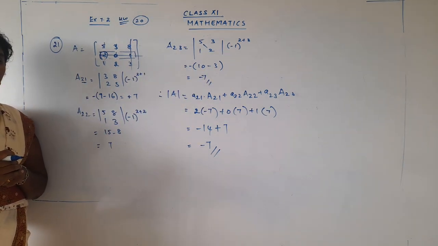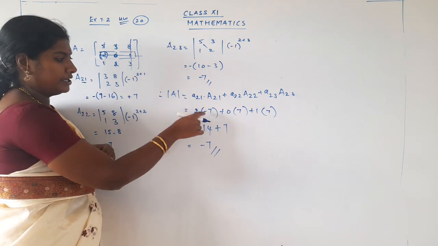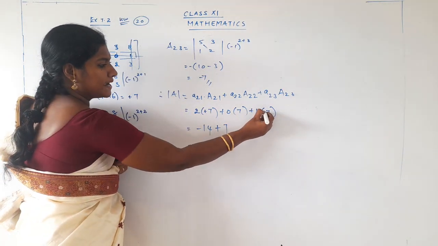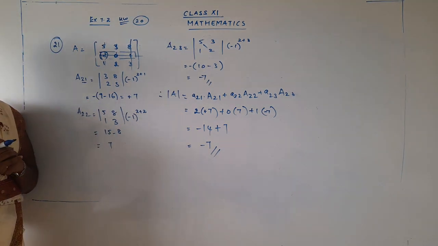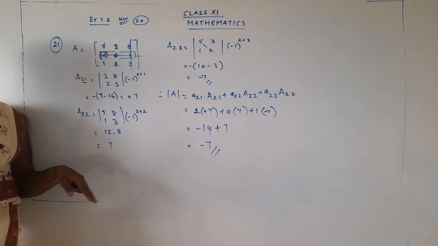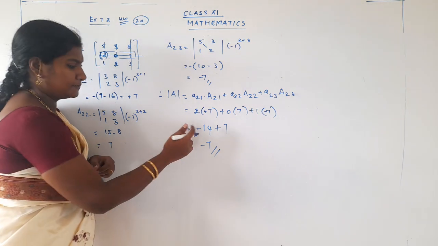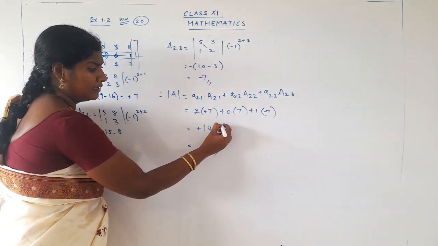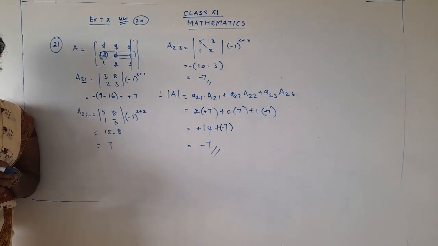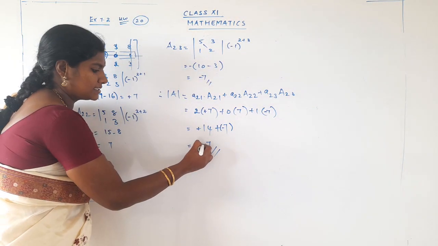See here? Yes. So now here we have to make small changes. So this is plus 7, and this is minus 7. I get 2 into 7 plus 0 into 7 plus 1 into minus 7. So this becomes plus 14 and this is minus 7. 14 minus 7, so the answer is plus 7.